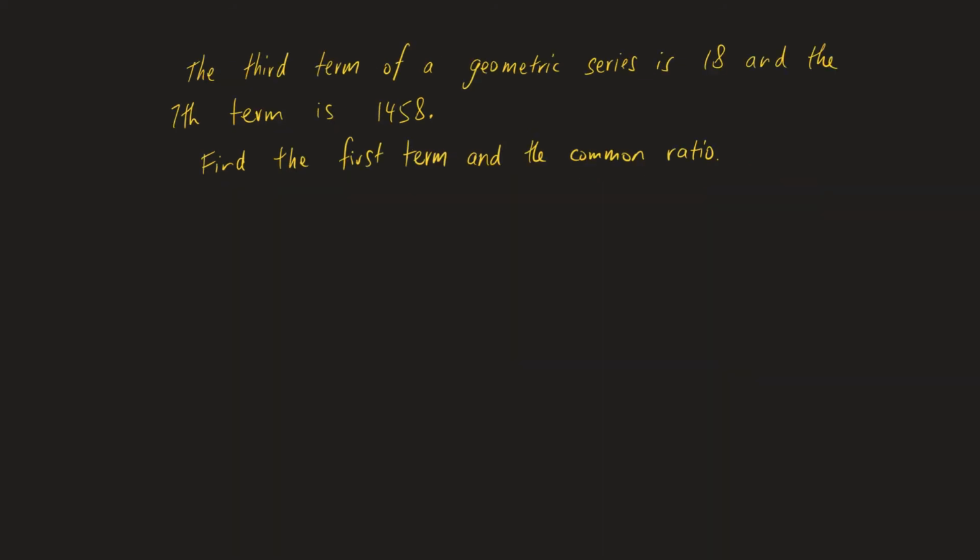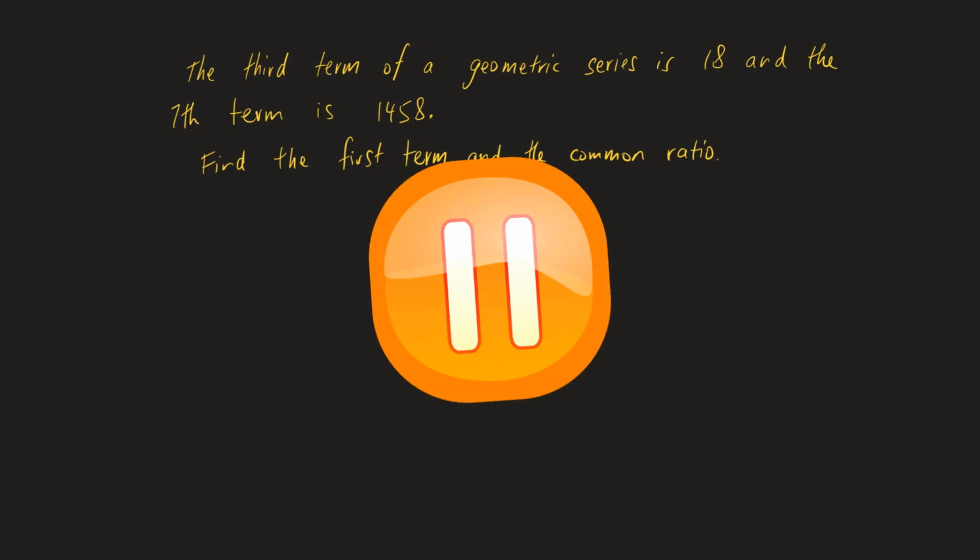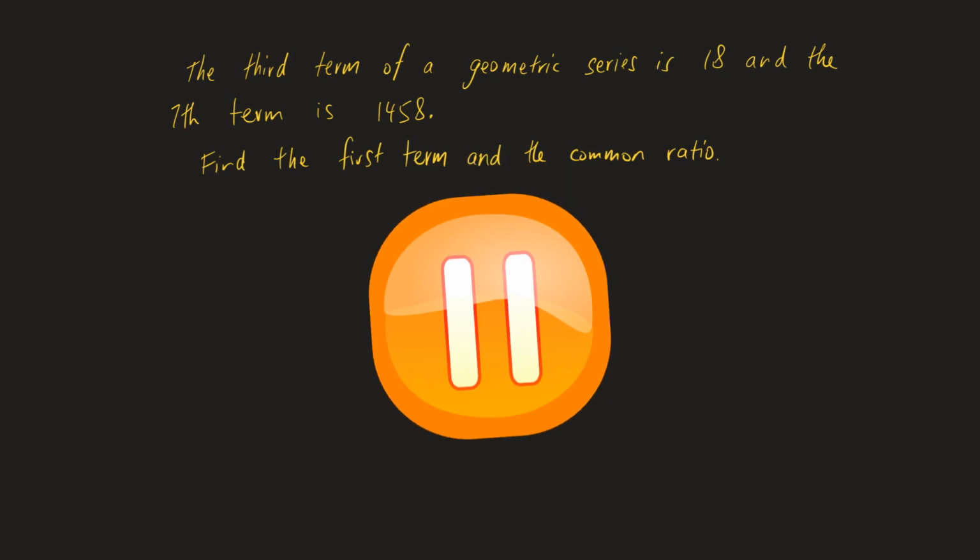Looking at our final example now: the third term of a geometric series is 18, and the 7th term is 1458. We need to find the first term and the common ratio. Again, I want you to attempt this problem, so pause the video and see how you go solving it.